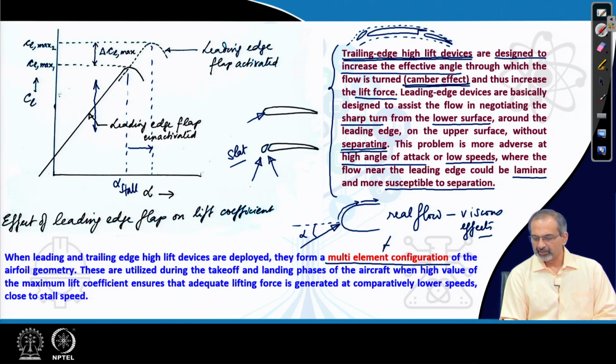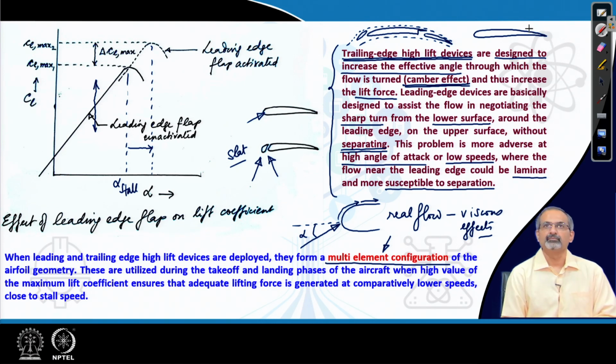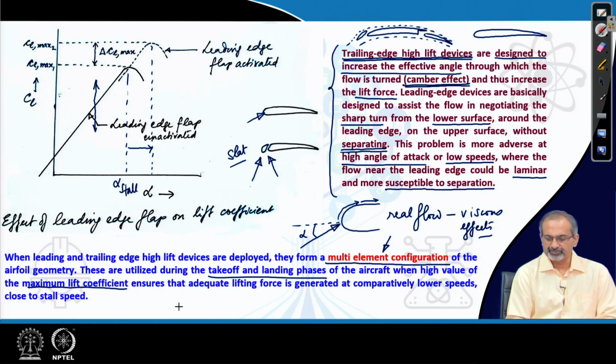So, there we deploy the multi-element configuration, while when it is cruising, when it is at a much higher altitude, flying in straight level flight, then these multiple elements are retracted back, and therefore, you would see the airfoil as a single element by and large. They are utilized during the takeoff and landing phases of the aircraft when high values of maximum lift coefficient are desired, and therefore, adequate lifting force is generated at comparatively lower speeds, which could be close to stall speed.